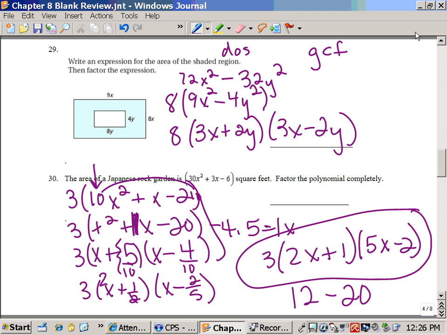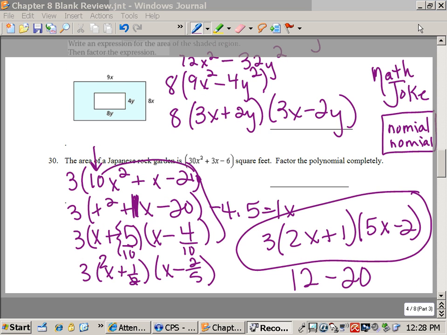All right, we have a math joke here. What is represented in this little box? It is a binomial. Ha ha ha ha.